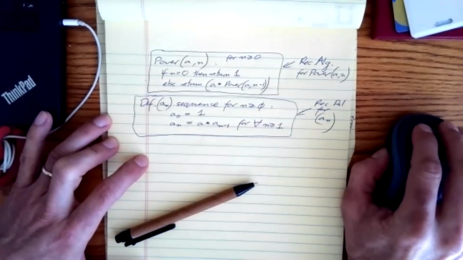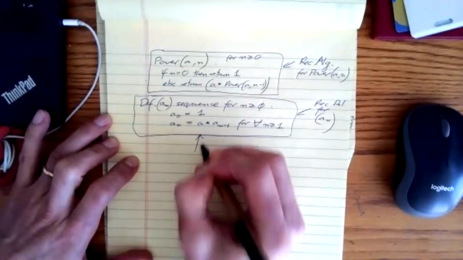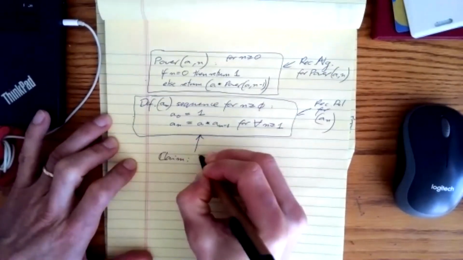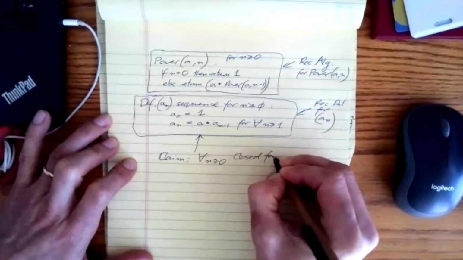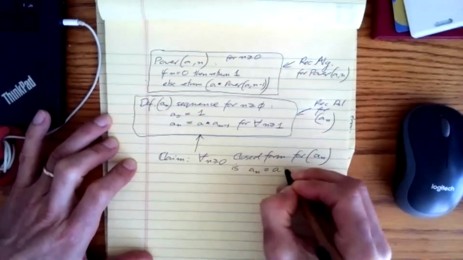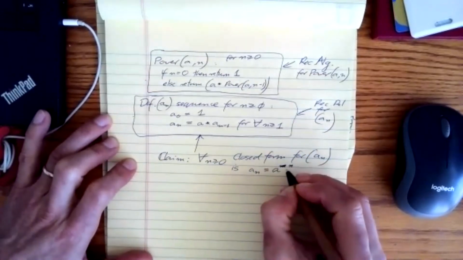Okay, so let me go back to these slides then. So again, how would we prove this? I want to prove that this returns the correct value. And one more parallel, right? Look, what do you know how to prove about sequences? So I'm going to have a claim like this: for all n greater or equal to 0, the closed form for this sequence a_n is that a_n is equal to a to the nth power, right?